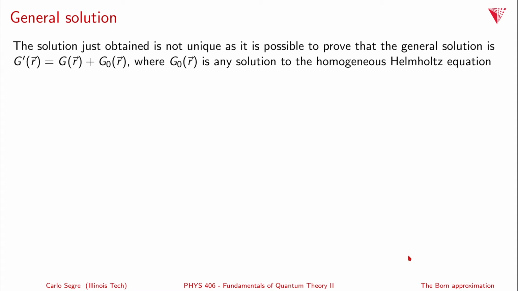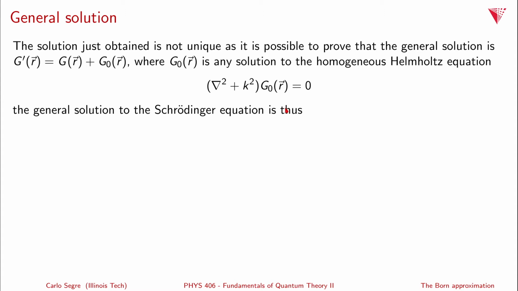The solution that we obtain in this method, that is G of r, is not unique. It's possible to show that the general solution, G prime of r, is equal to G of r plus some G sub 0 of r, where G sub 0 is any solution to the homogeneous Helmholtz equation, which has no driving force. So if you set the driving force, or the source function, to 0, del squared plus k squared applied to G sub 0 of r is equal to 0. This is the solution here at G sub 0.